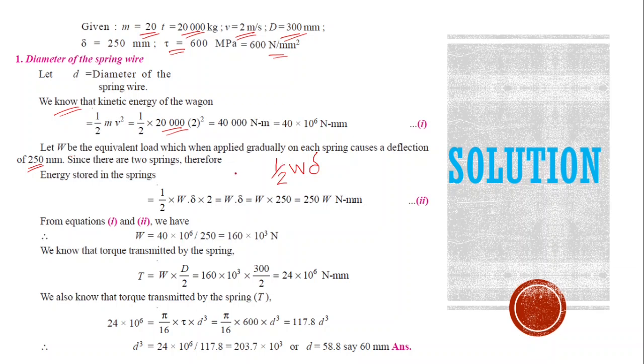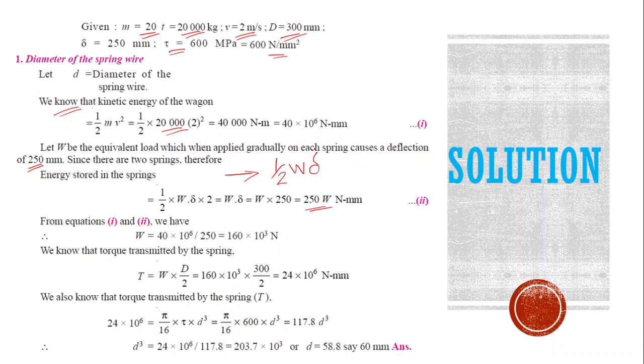That energy is equal to half into W into delta. Then that multiplied by 2 will give the energy stored, since there are two springs. Energy stored in both springs is equal to half into W into delta into 2, that is equal to 250 W Newton mm. Then we can equate this energy stored in the spring to the kinetic energy of the wagon. Then we can calculate capital W, equivalent load.